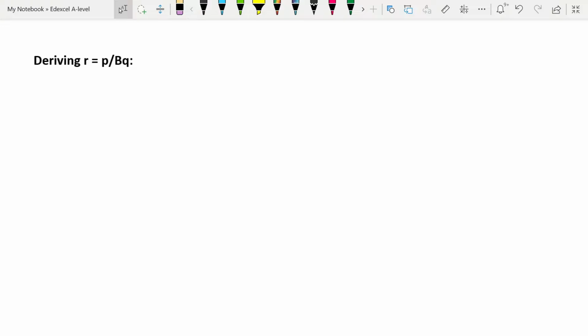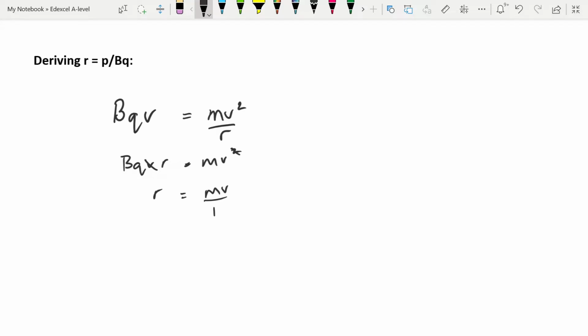The force on a charged particle inside a magnetic field is BQv. That force is a centripetal force when the particle is moving perpendicular to the field. And so it becomes BQv is equal to mv squared over r. If we cross multiply this, BQvr is equal to mv squared. Obviously we're going to get cancelling of our v on the left with one of our v's on the right. And that gives us r is equal to mv over bq.